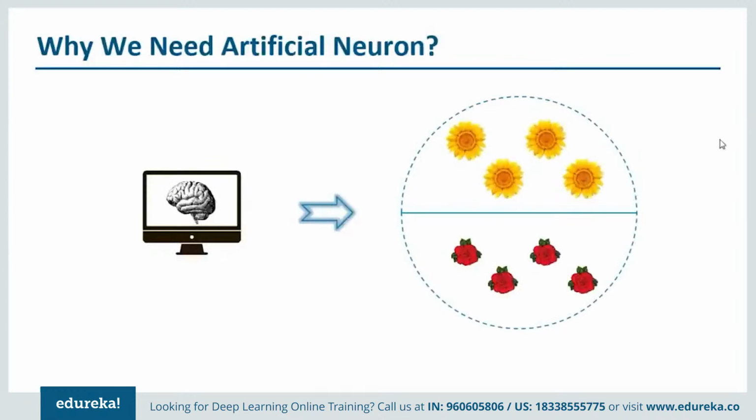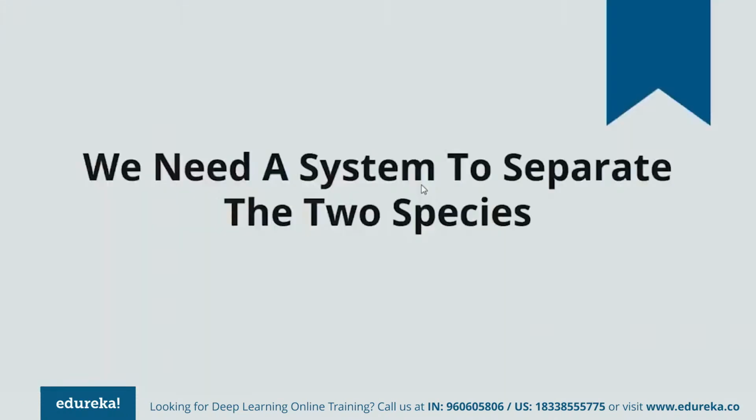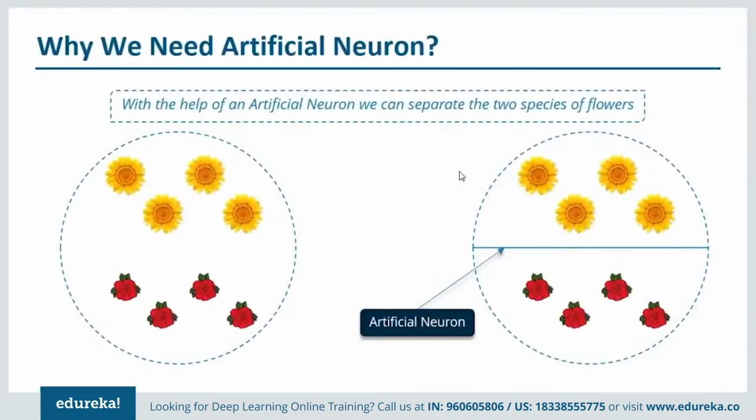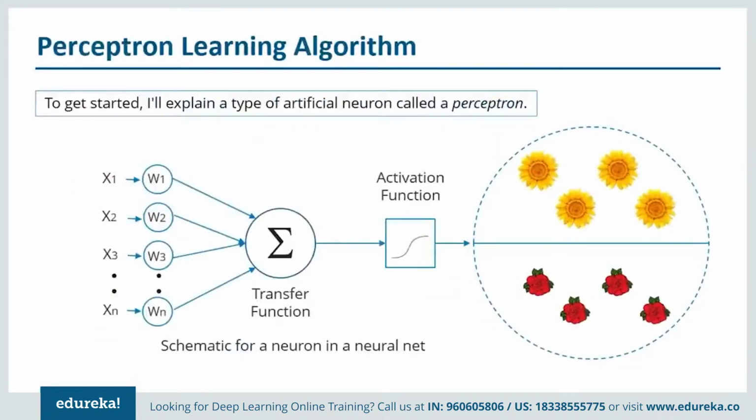And this is what exactly happens. This particular artificial neuron can actually classify the flowers, or you can say divide the flowers on the basis of certain features. In our case, it is sepal length, sepal width, petal length, and petal width. On that basis, it can classify the two flowers. So what we need here is some sort of a system that can actually separate the two species, and that system is nothing but an artificial neuron. One type of artificial neuron is a perceptron.